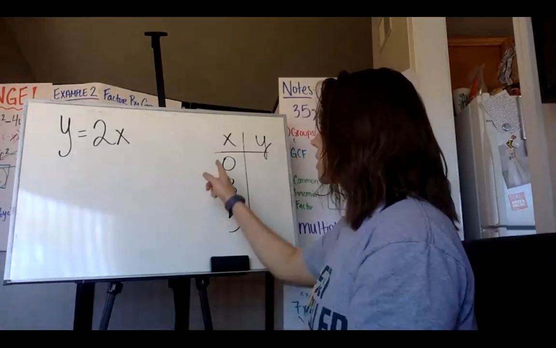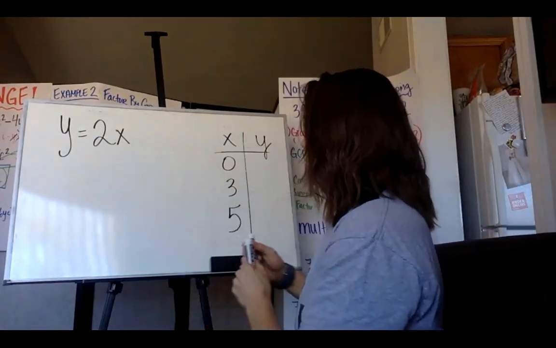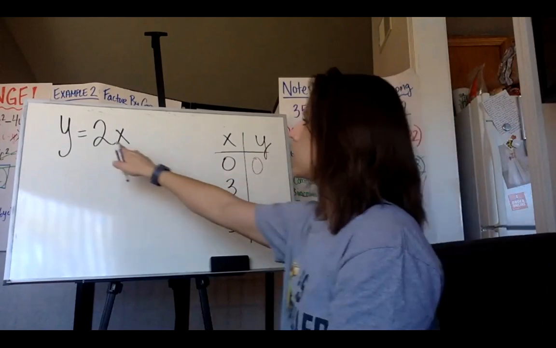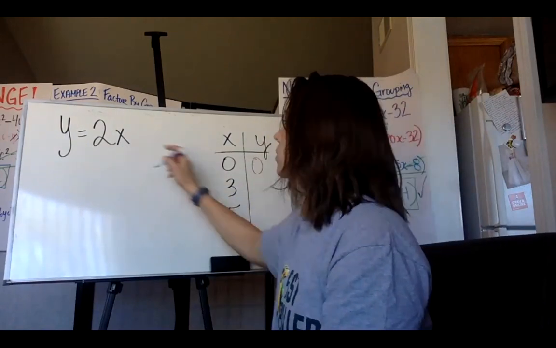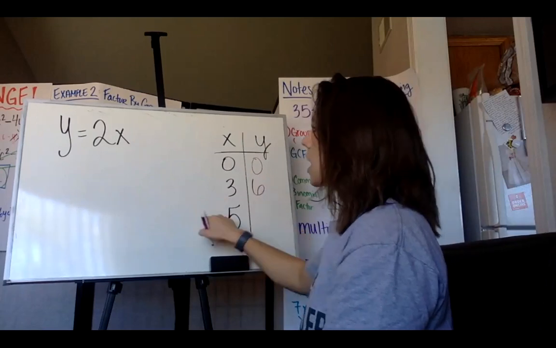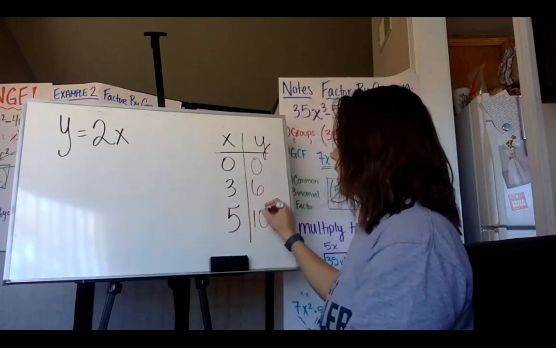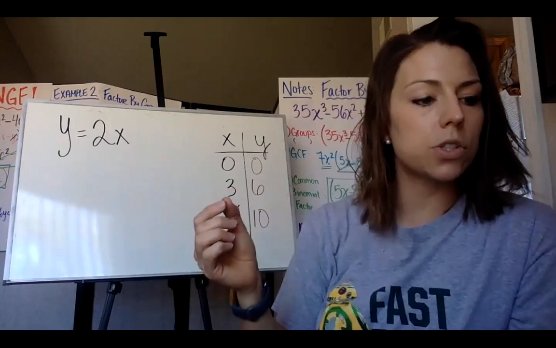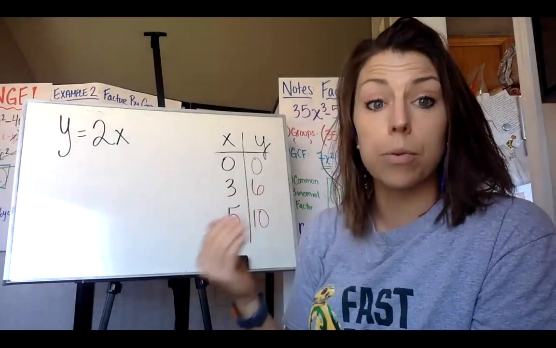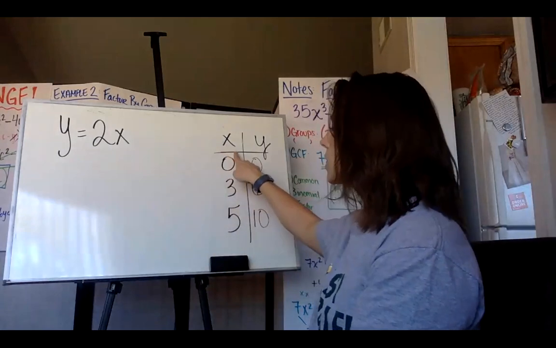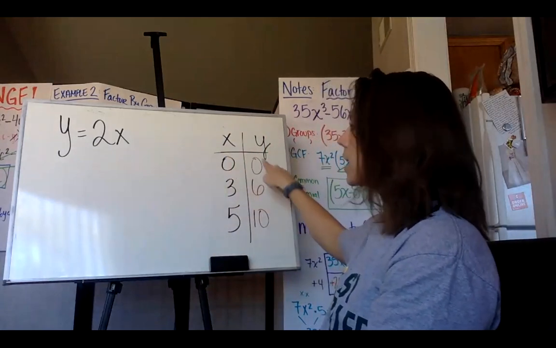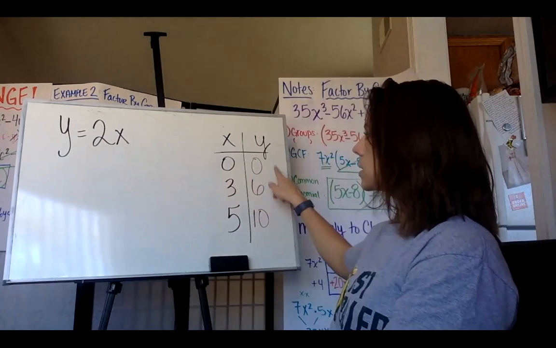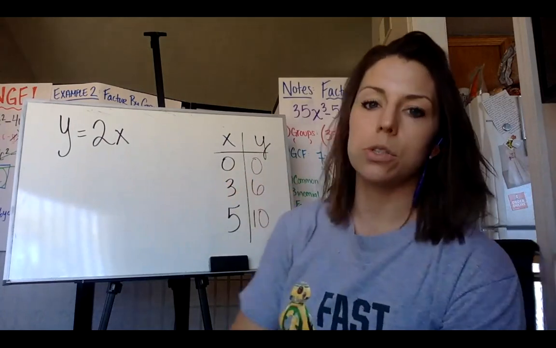So if I input here, 2 times 0 is 0. So when x is 0, y is 0. 2 times 3 is 6, and 2 times 5 is 10. Now, the reason why this is called a function is because it's describing how x and y are related. That means every time you look at the y, it should be 2 times the x. 0 is 2 times 0, 6 is 2 times 3, 10 is 2 times 5.